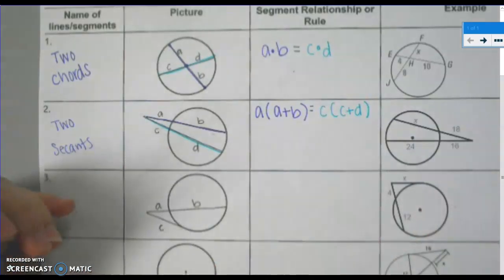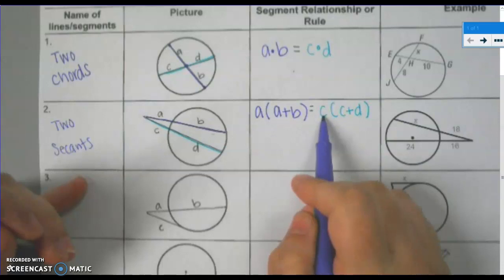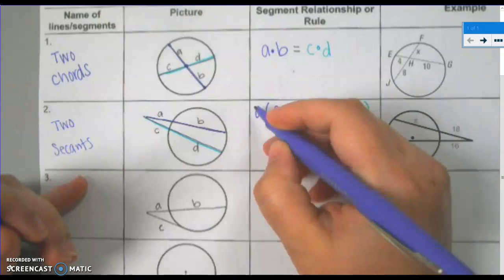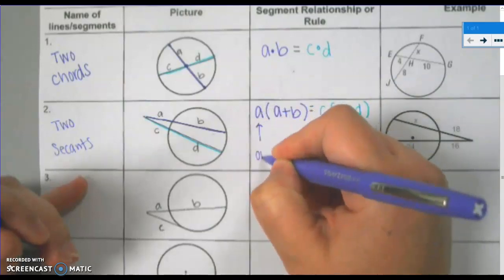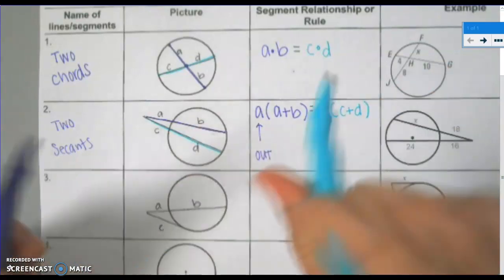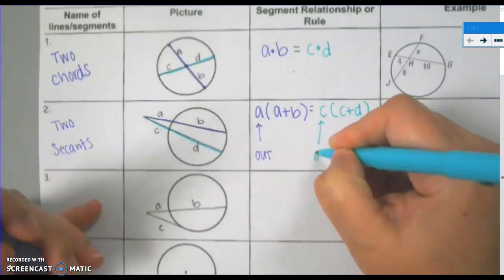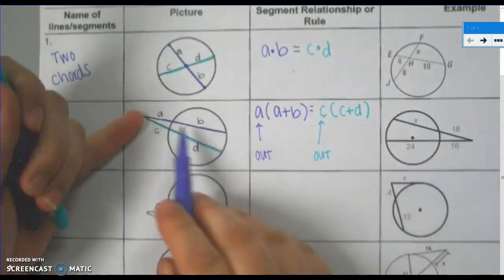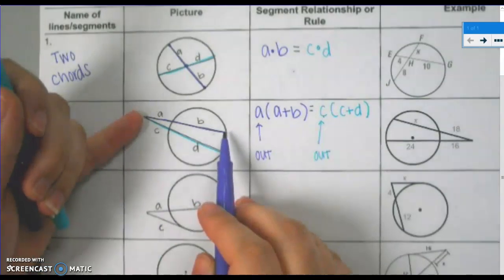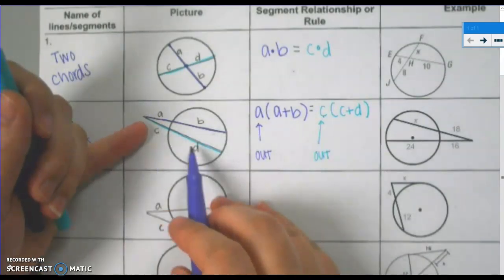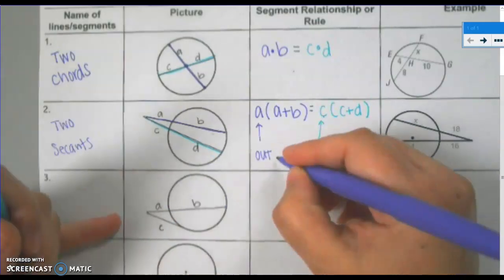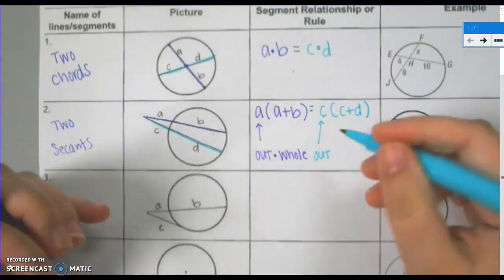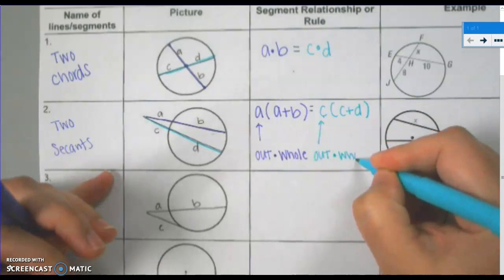So for both of those, the reason that A and C are on the outside of the parentheses is because they're on the outside of the circle. So A and C are both on the outside. And if you add A and B together, that's the whole secant. If you add C and D together, that's the whole secant. So another way to think about this is you're doing the outside times the whole thing, outside times the whole thing.